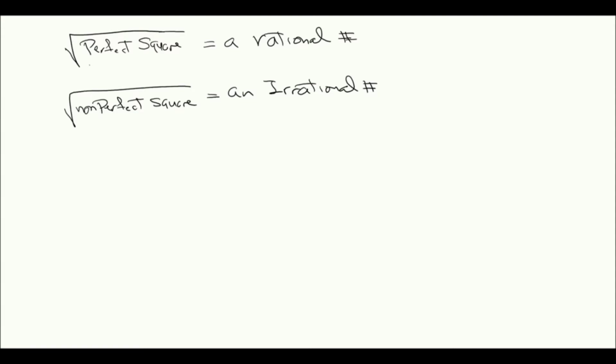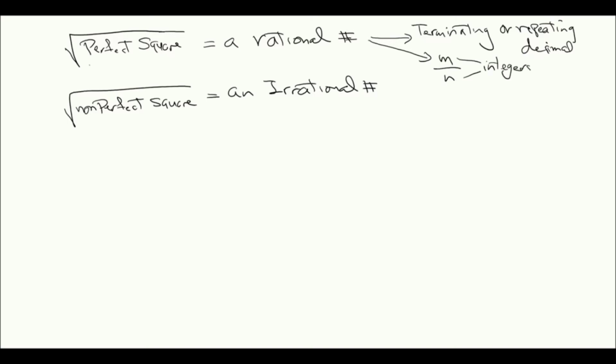Now, if you remember, rational numbers are the numbers that can be written as either a terminating or repeating decimal, or another way of putting it is that they can be written as a fraction, m over n, where m and n are both integers. And of course, n should not be 0.